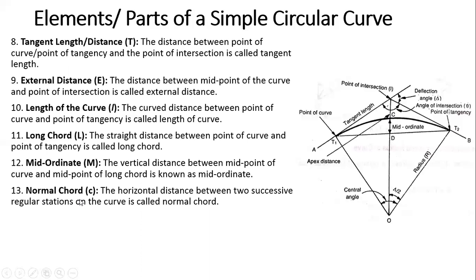Then we have the normal chord, which is always denoted by small c. What is a normal chord? Now, generally, you know that the tape is either 20 meters or 30 meters in length. So if you start from here, if you are using a 20 meter chain, suppose that this is my 0 here, then 20 meter, then 40 meter, then 60 meter, and so on.